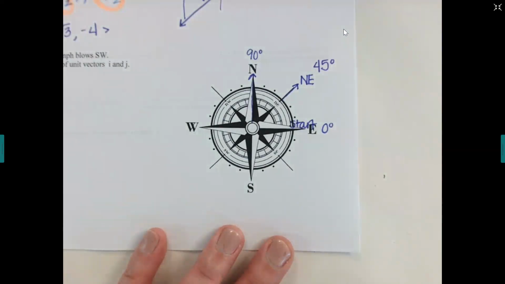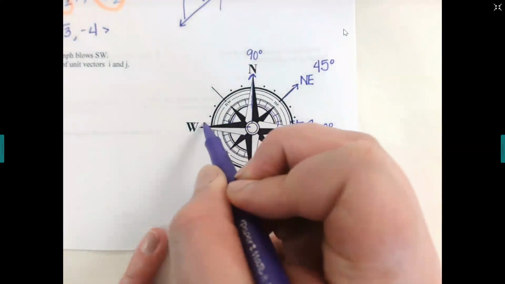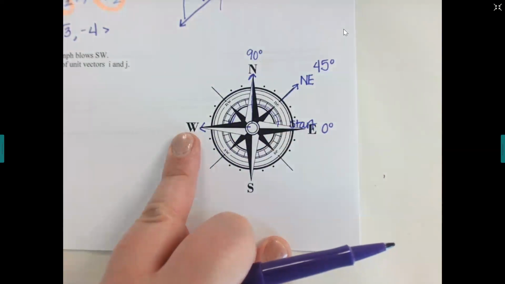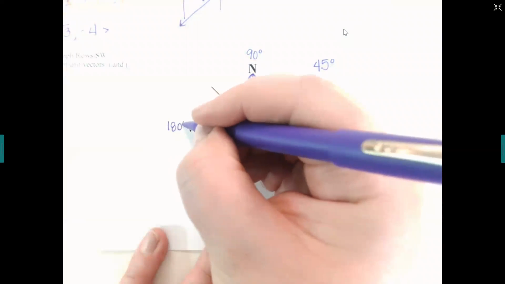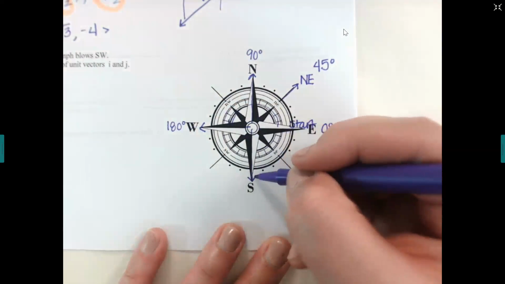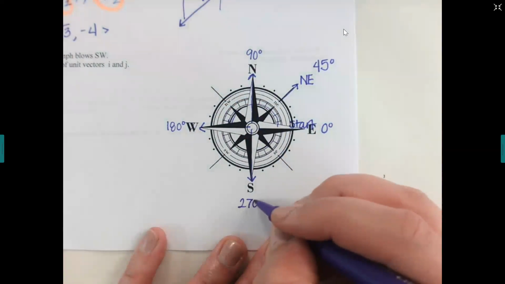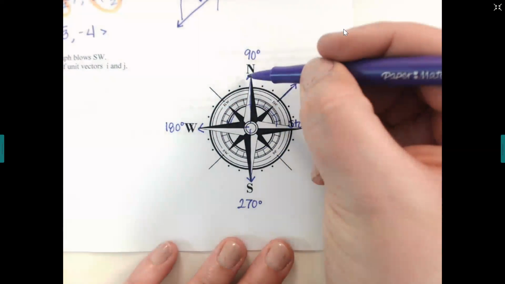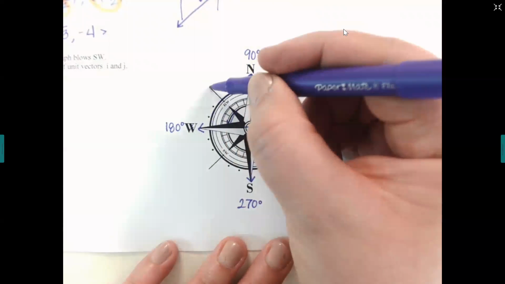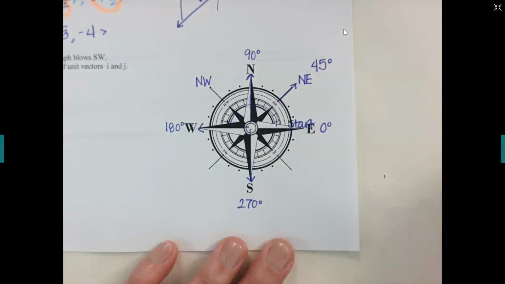Okay. Now, what if I rotated all the way around to be facing west? How many degrees would west be on the compass? 180. What about if I was headed south, perfectly south? What would that be? 270. Okay, and then we need to fill in the other three of the directions. So for example, if this is north and this is west, what would the middle be? Northwest.